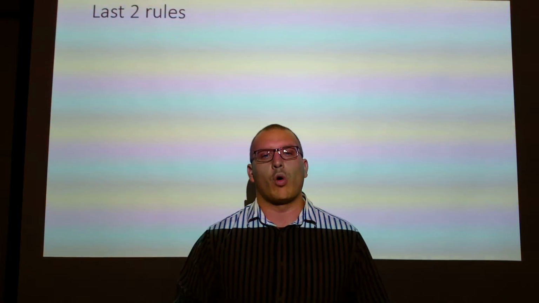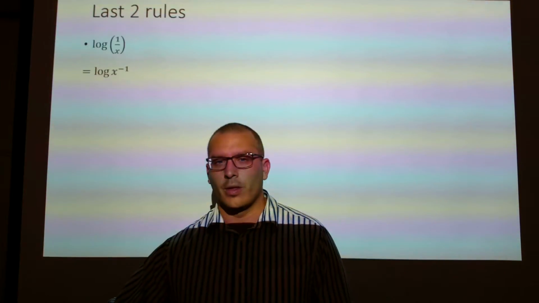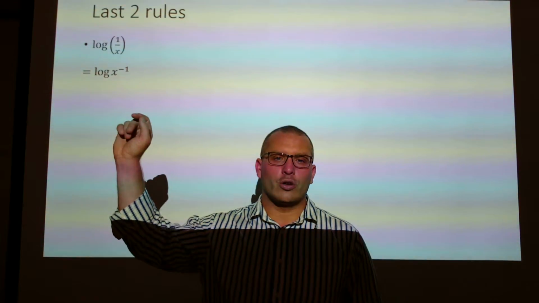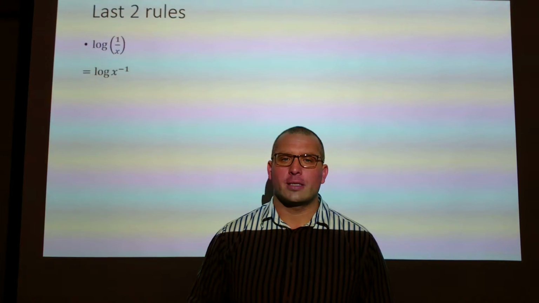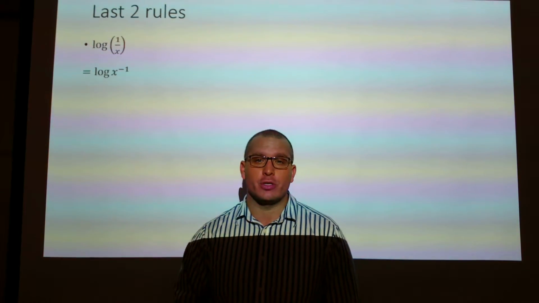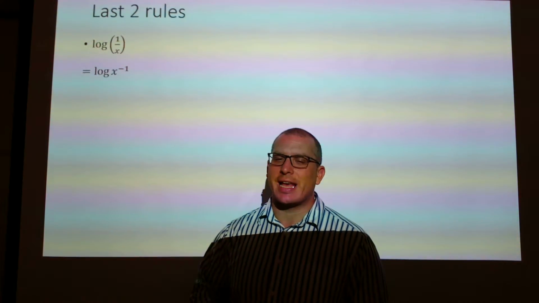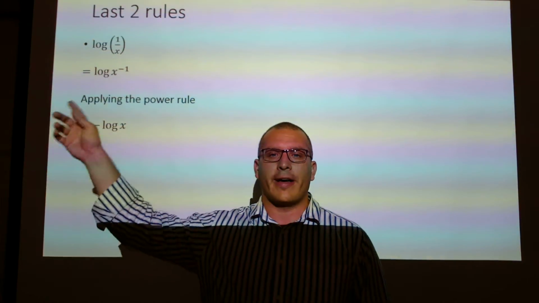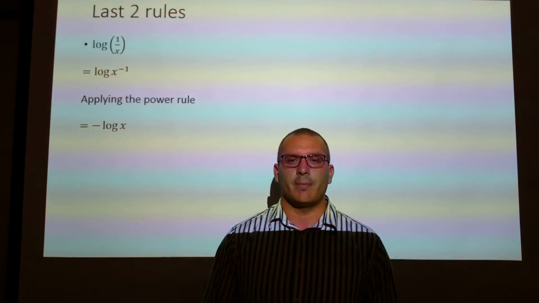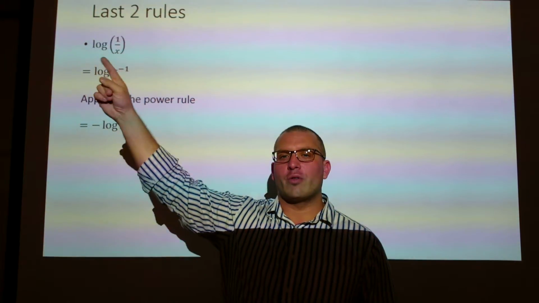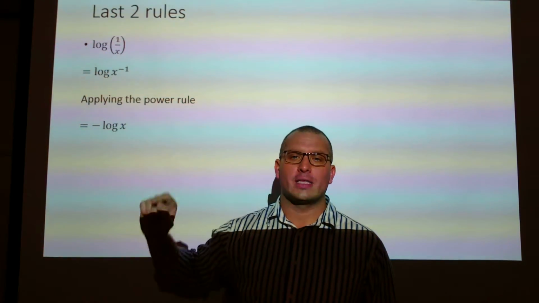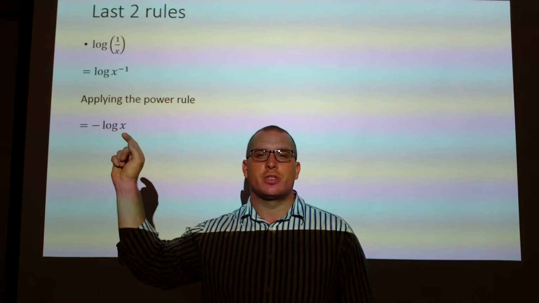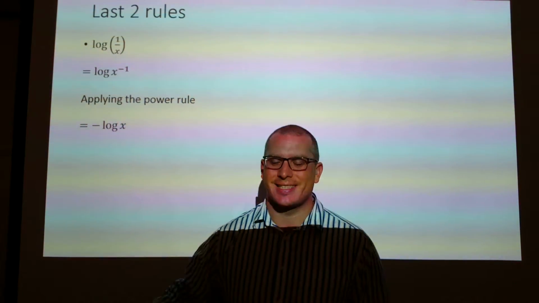Last two rules, and these are really more just applying what we already know. So what if we take the log of 1 over x? From what we know about exponents, 1 over x can be written as x to the power of negative 1. Applying the power rule we started with at the beginning, that means log of 1 over x can be written as the negative of log x.